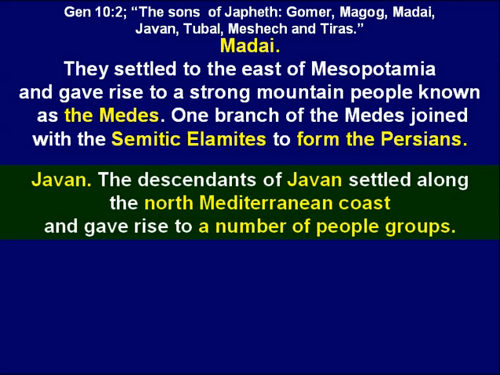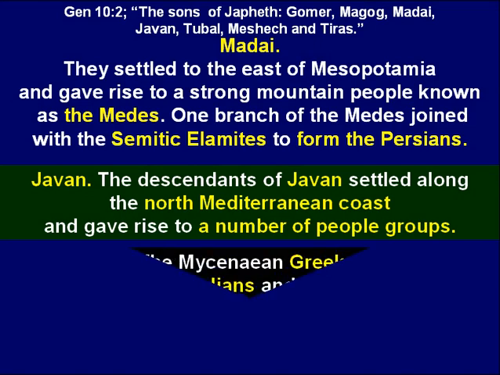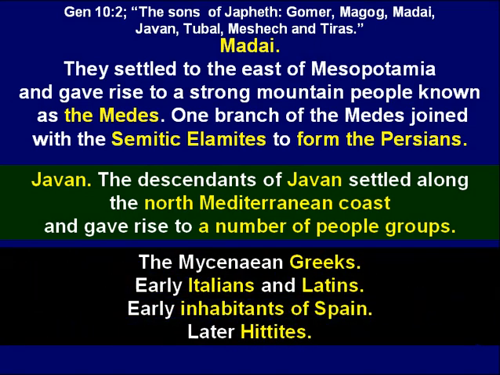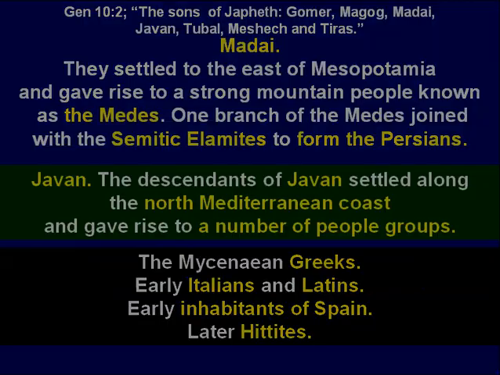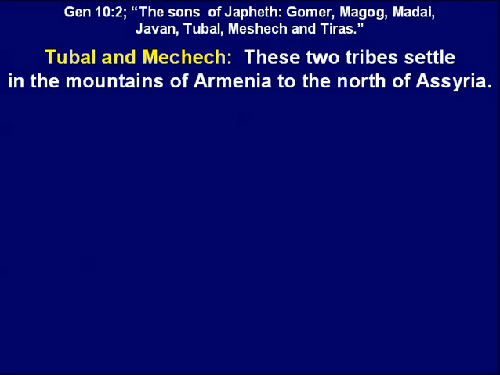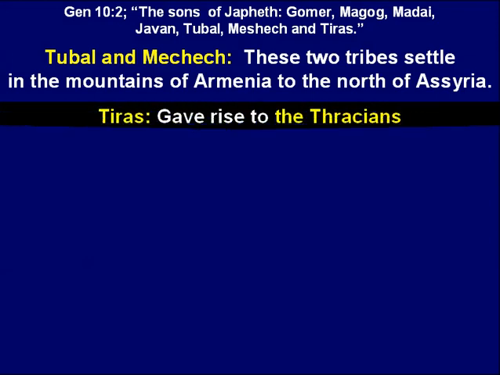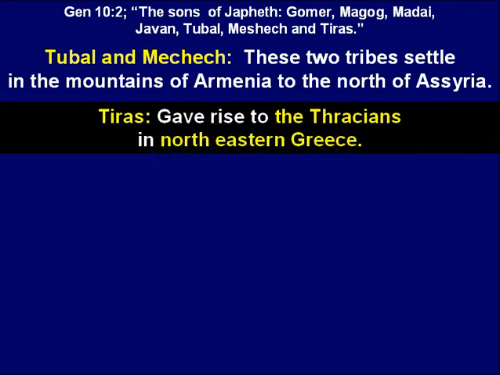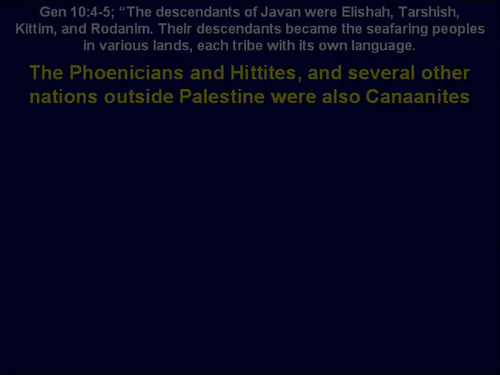Javan: the descendants of Javan settled along the northern Mediterranean coast and gave rise to a number of people groups: the Mycenaean Greeks, early Italians, the Latins, early inhabitants of Spain, and later Hittites. Tubal and Meshech: these 2 tribes settled in the mountains of Armenia to the north of Assyria. Tiras gave rise to the Thracians in northeastern Greece.